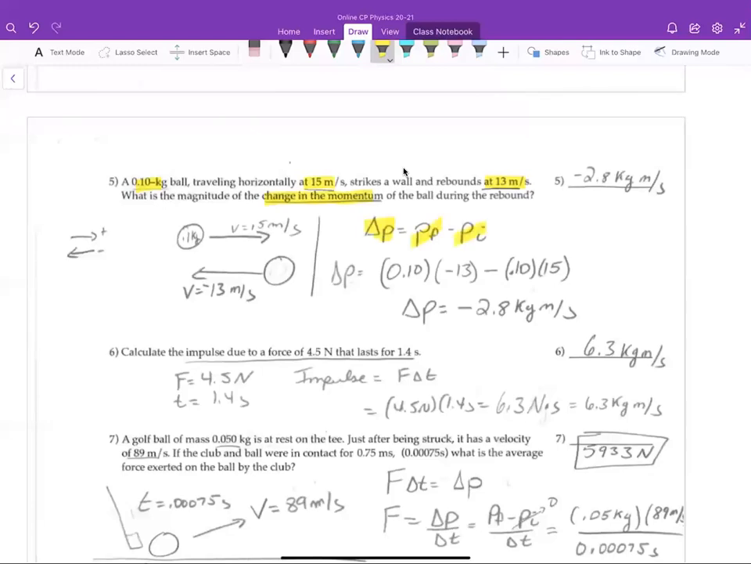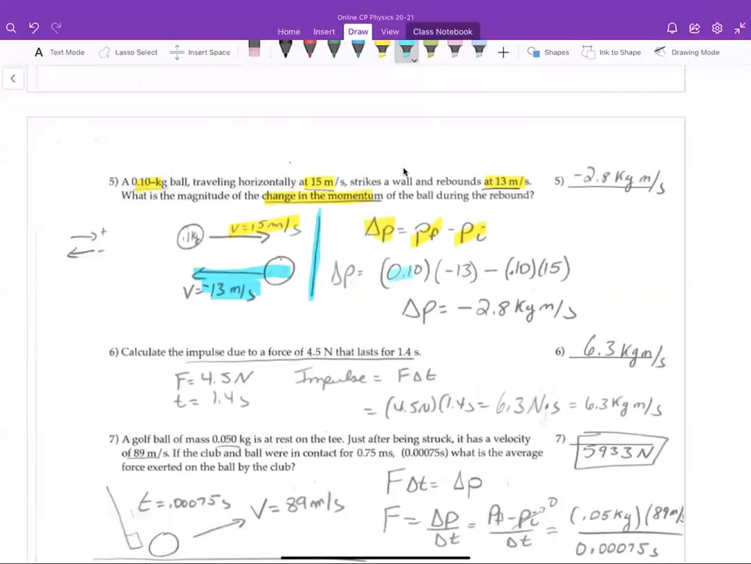Draw a picture. Draw the initial velocity. I assumed it was moving to the right. I don't care which direction you start off with, because if you pay attention to the signs, you will get it correct. Here's my wall in blue. It bounced and went backwards, so it has to have a different sign in velocity. So it's negative. Change is final minus initial.